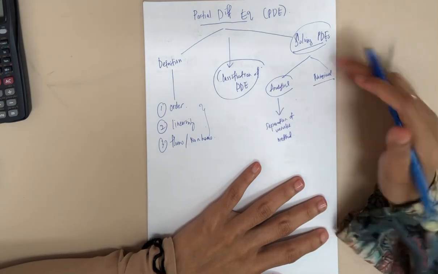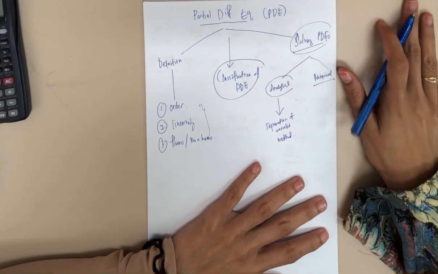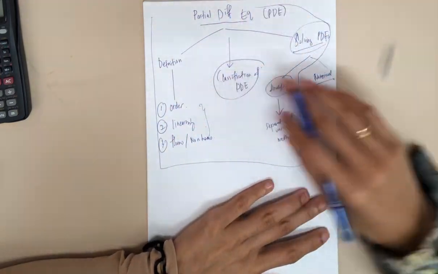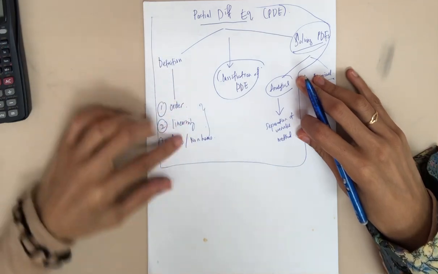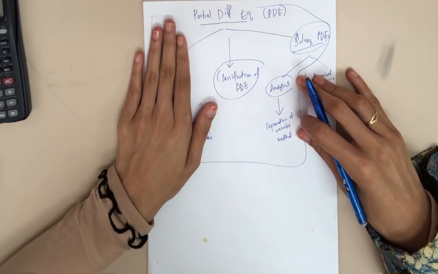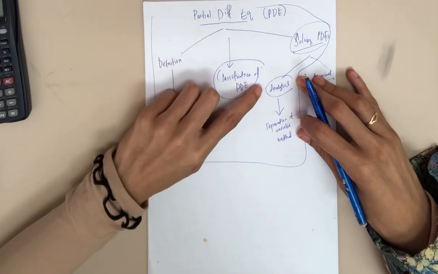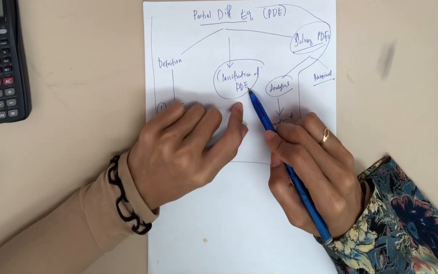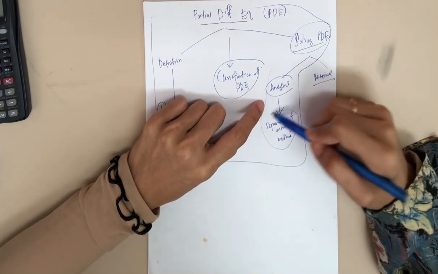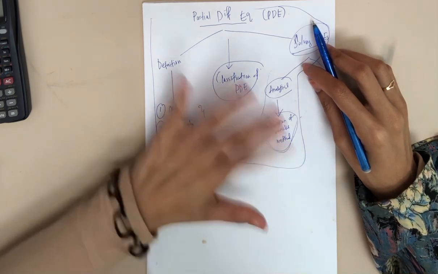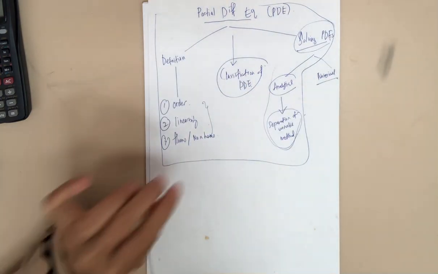And then for numerical, I will explain later, because for this week, this is what I will cover. The definition, order, and linearity you may study by yourself by referring to the previous chapter, slide, or video. For this week, I will cover the classification and also the separation of variables method. So this is our objective for this week. Without further ado, I will start with the classification of PDE.